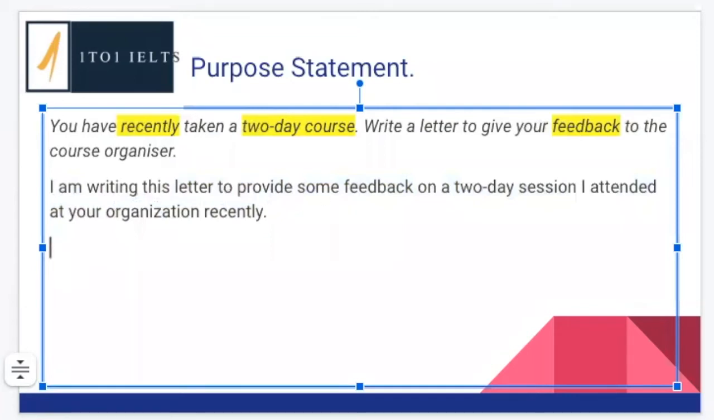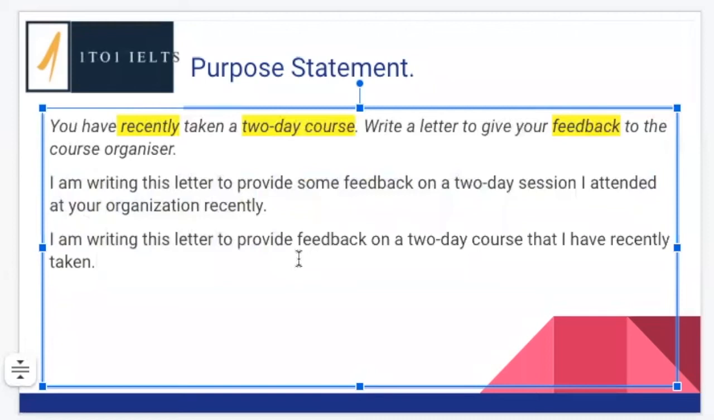Okay, I've got one from Nabila. I'm writing this letter to provide feedback. Again, if you get this type of question, you remember this is the language you want to be using, very accurate, and you provide feedback on, so good prepositional collocations. A 2-day course, good, that I have recently taken. Good.